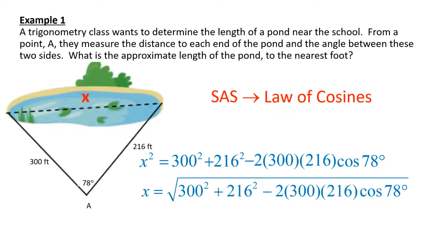We will want to take the square root of all of that, and you might as well just put it all into the calculator at the same time to avoid any rounding error. And when you do that, you'll get 331 feet, rounded to the nearest foot. Pause the video to make sure you get the same result in your calculator.